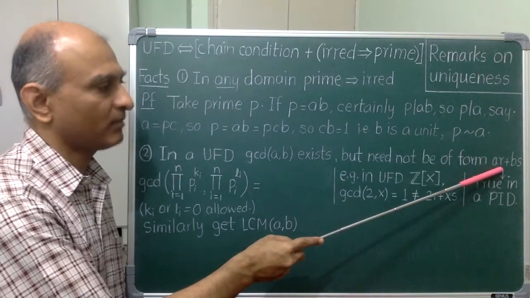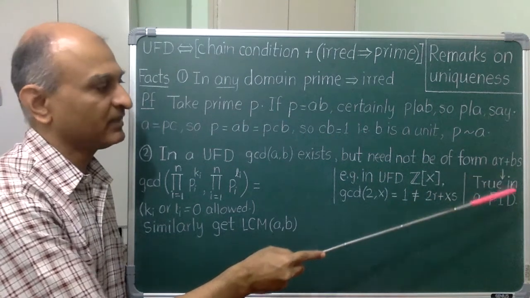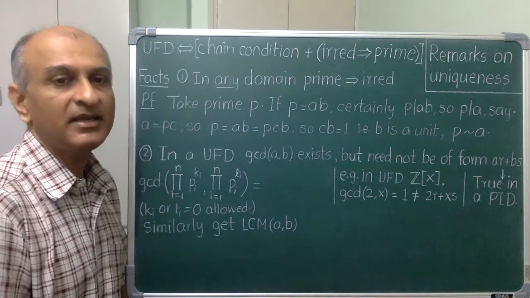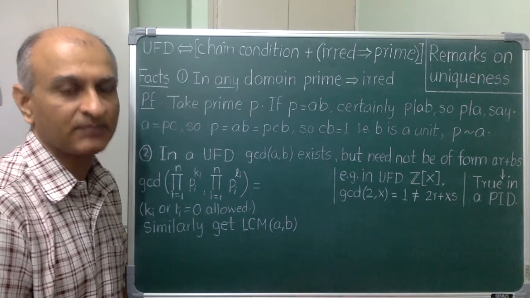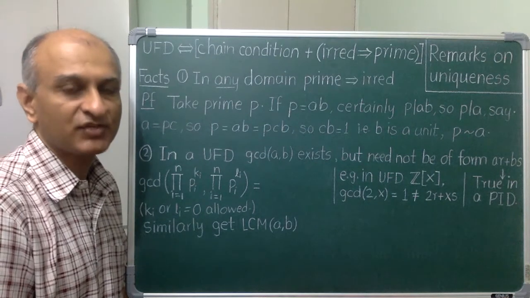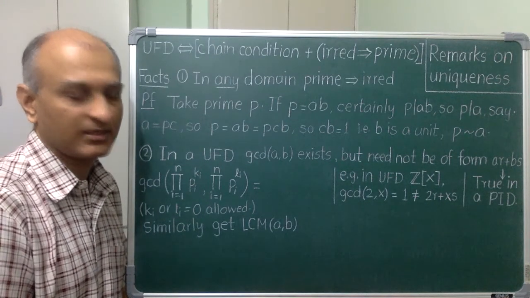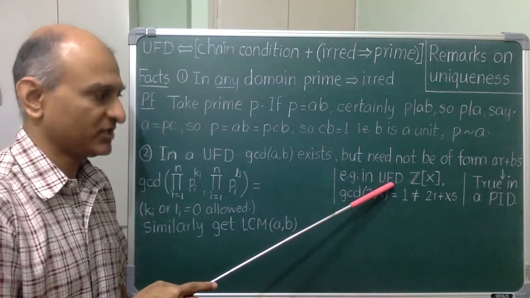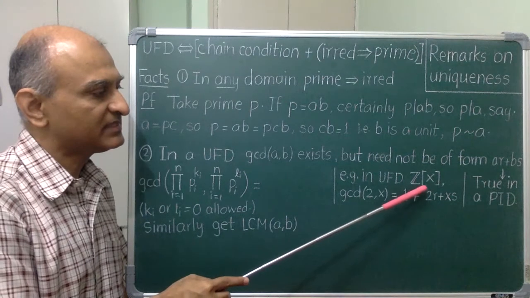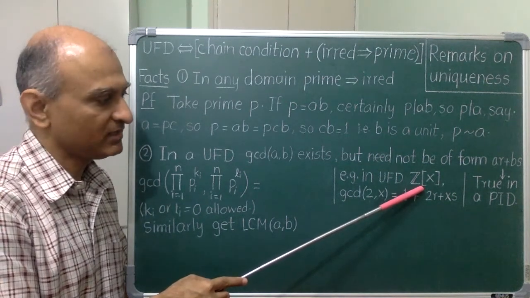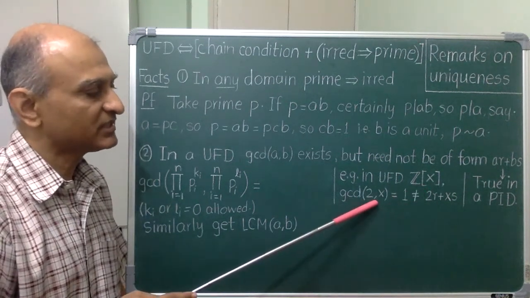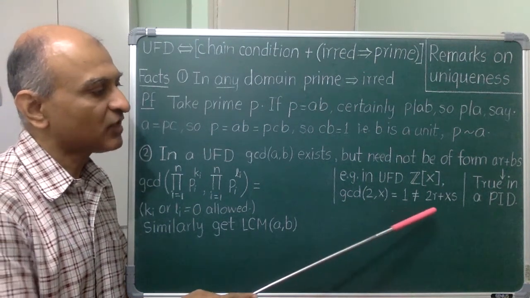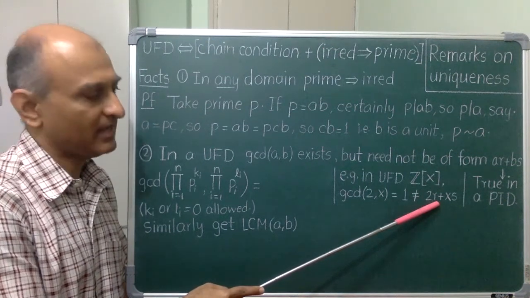If you thought of linear combinations, then that is not right. In a principal ideal domain, I know that GCDs exist and can be written as linear combinations. But PIDs are special kinds of UFDs, as we will see shortly. In a general UFD, GCDs need not be linear combinations. For example, we will see that the ring Z[X] is a UFD, but here it's easy to see that 2 and X are relatively prime, but their GCD 1 is not a linear combination of 2 and X.